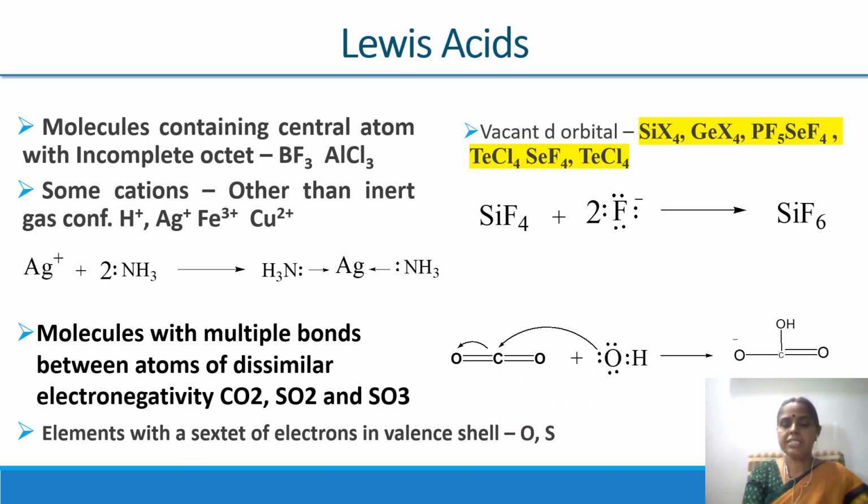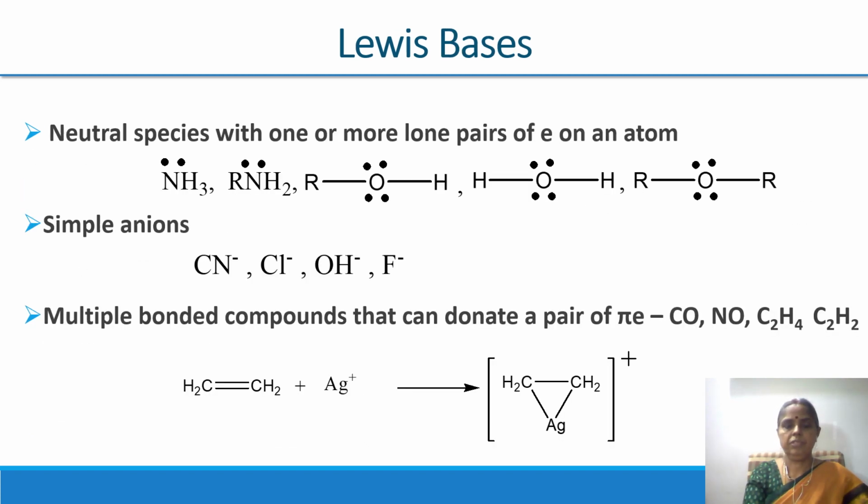So, Lewis acids are electron pair acceptors. What are Lewis bases? Lewis bases are electron pair donors. Very simple. You can see here ammonia having a lone pair. RNH2 lone pair. You can see this is an ether molecule, oxygen having a lone pair. Water, oxygen having lone pairs. All these compounds are Lewis bases. Simple anions like cyanide, chloride, hydroxide, F minus, all these are Lewis bases. Multiple bonded compounds that can donate a pair of pi electrons are also Lewis bases.